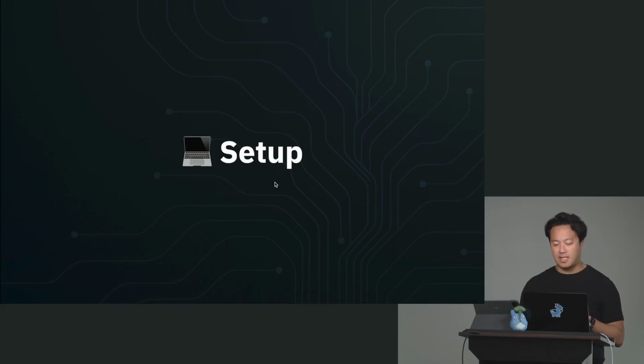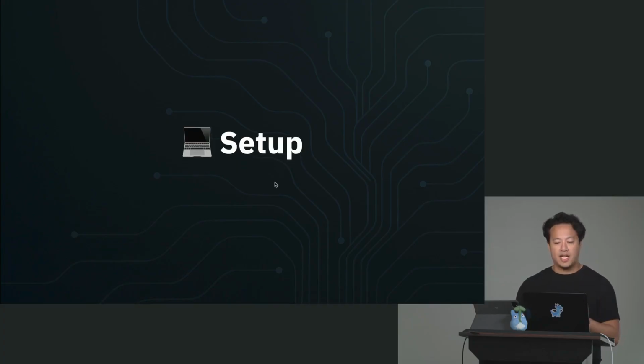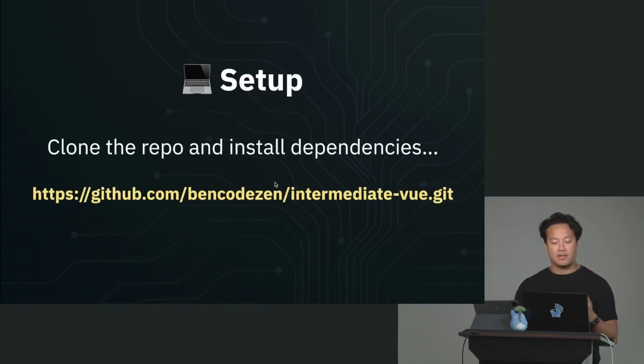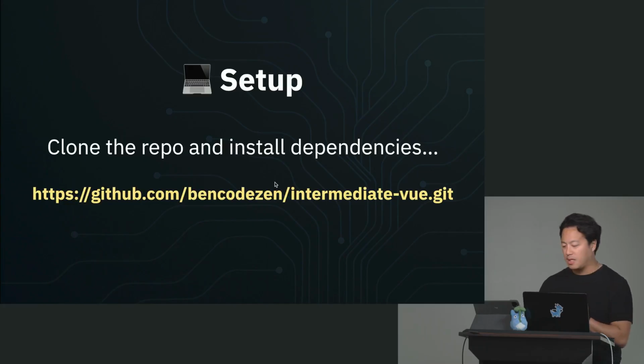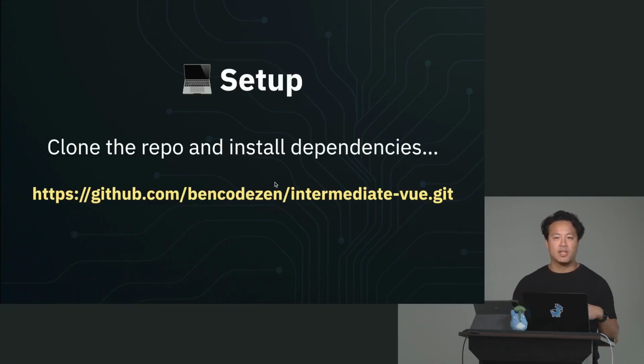As far as setup goes, for those in the chat and those here, hopefully you've had a chance to check out the repo on github.com. It's under github.com/benkozen/intermediate-vue.git. If you go ahead and clone that down, that's where we'll be doing all our exercises. As you see the main branch right there, you can go ahead and npm install, and that should get you up and running. Then going forward, I'll be checking out branches as we go through, so you have different stopping points and checkpoints to check back and go over different things.